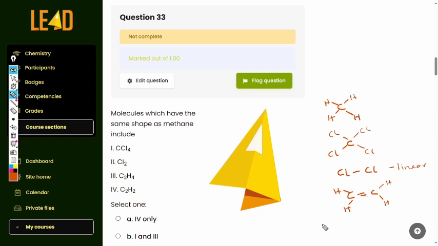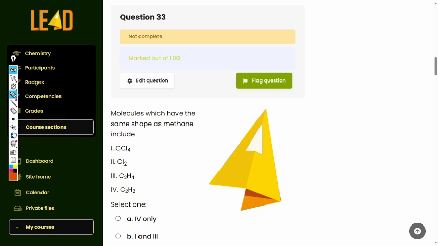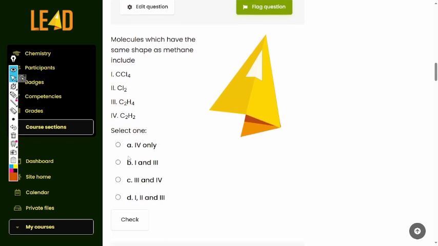And then finally we have ethyne. So you have 1, 2, 3 bonds between the 2 carbon atoms, and then you have 1 hydrogen here and 1 hydrogen here. So this is linear. So the ones that kind of look like methane are this one and this one. So CCl4, tetrachloromethane, and the ethane molecule. So 1 and 3 should be the correct answers. Okay, we have 1 and 3, so that's B.